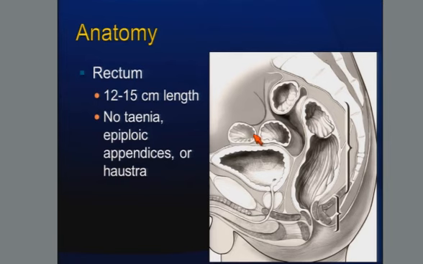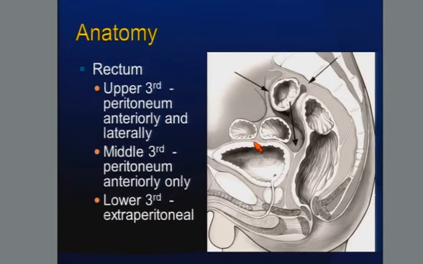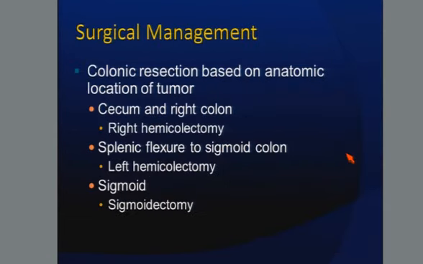The rectum is 12 to 15 centimeters in length, and it does not have tinea, epiploic appendices, or haustra. This area is unique in the way the peritoneum has reflections around the rectum. The upper third is going to be covered anteriorly and laterally. The middle third is just anteriorly covered, and then the lower third is entirely extraperitoneal, and you can see that here, anterolateral, just anterior, and now the structure is retroperitoneal, and that too is important when we think about the surgeries that are performed.